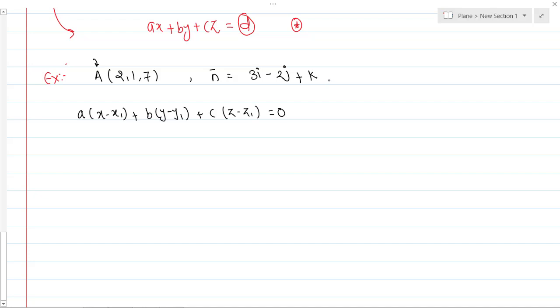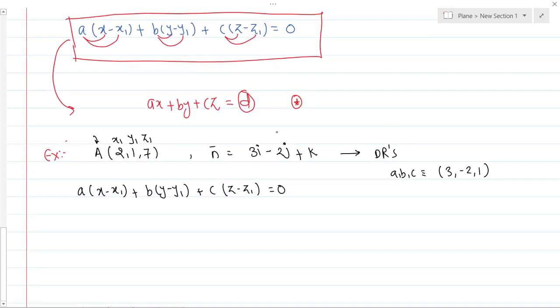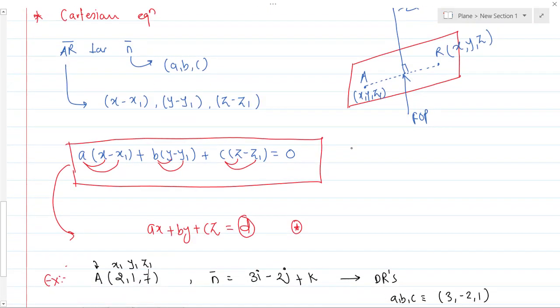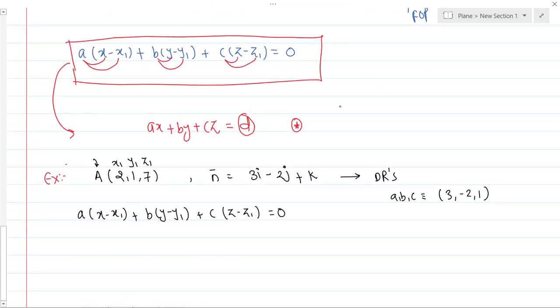Then A, B, C are the direction ratios of the normal vector, which are nothing but the coefficients of the vector. So A comma B comma C becomes 3 comma minus 2 comma 1. And this becomes my x1, y1 and z1. These are the known values. If you see the figure, your picture will be very clear. These are the x1, y1, z1 quantities. Perfect. So let's write the equation here.